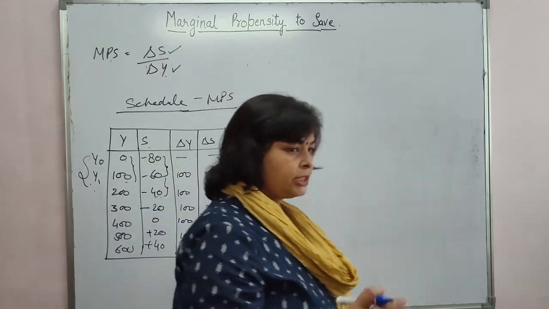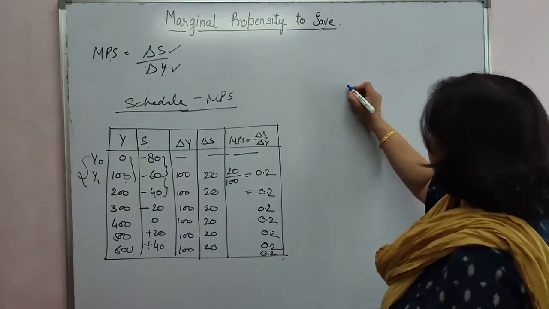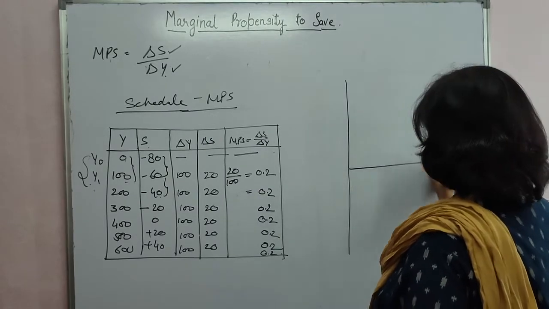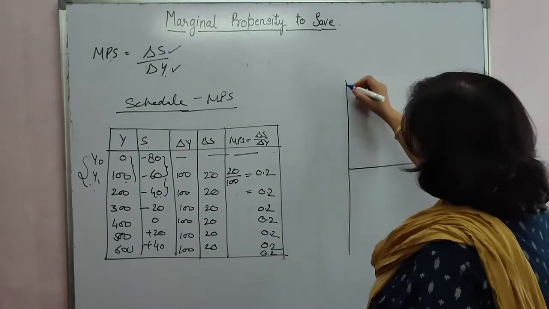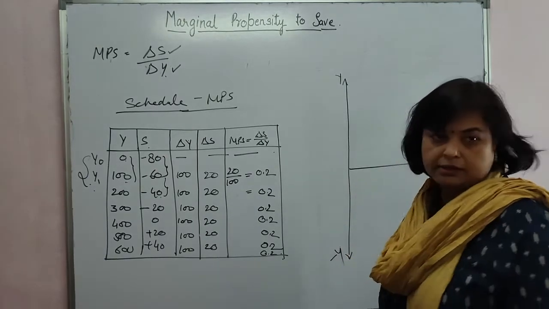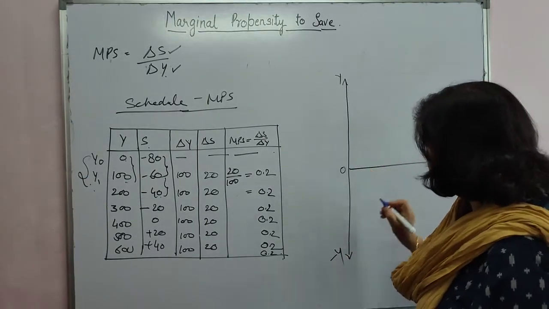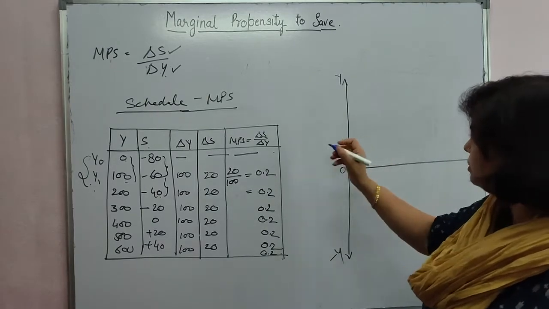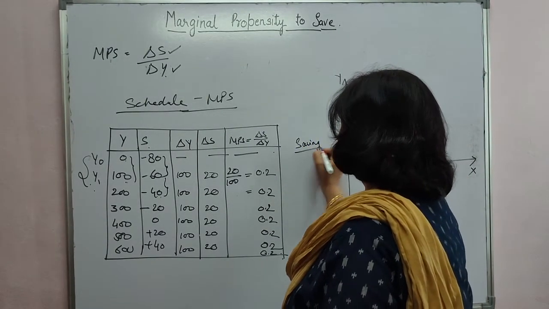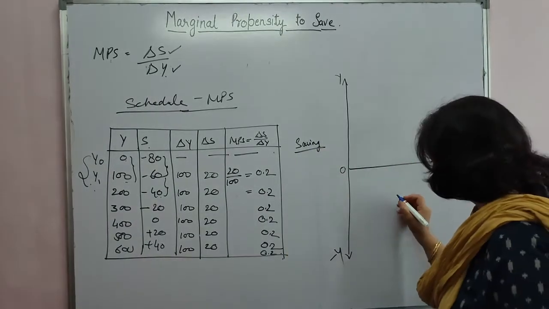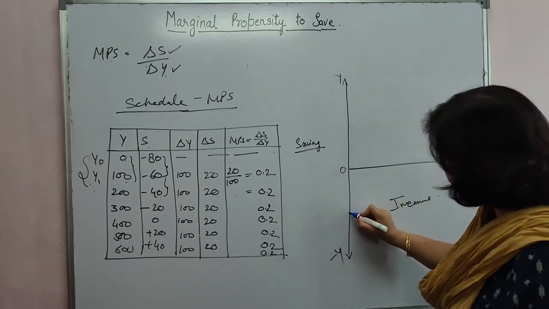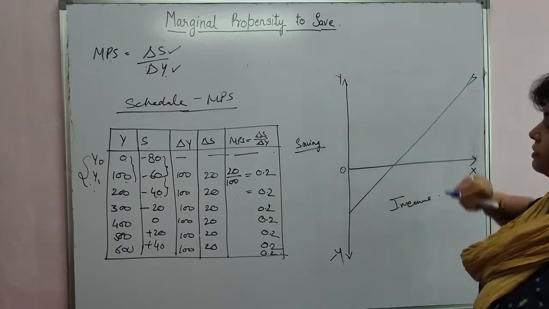Now first of all we will try to make a diagram also. This is the x-axis, this is the y-axis and this is also the y-axis. This is the point of origin. On the y-axis we are measuring saving and on the x-axis we are measuring income. Now we will draw a saving curve, that is S.